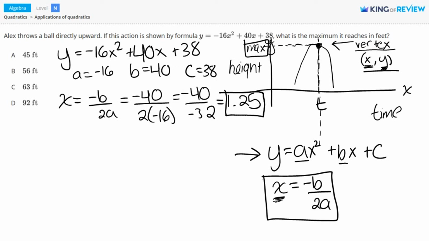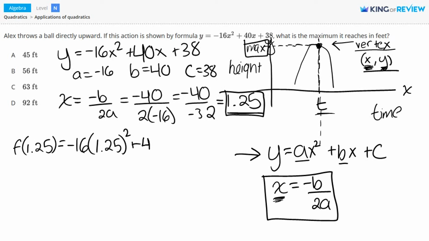So 1.25 is the x-coordinate of our vertex, and that represents the time at which the ball reaches its maximum height. Now we need to find the y-coordinate. So we will plug 1.25 into our equation. So f of 1.25 equals negative 16 times 1.25 squared plus 40 times 1.25 plus 38, and this equals 63.